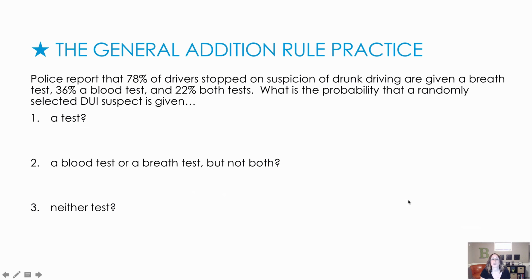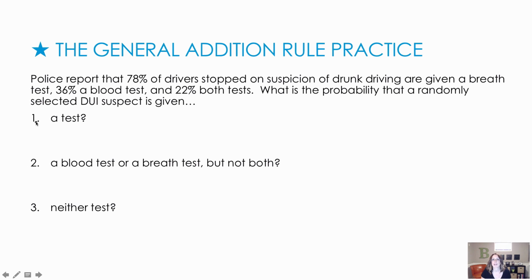Here's a question for you to try on your own using the general addition rule. So press pause, try all of the parts, then press play to check your work. For this practice, I chose to do it without making a Venn diagram so that you could see just mathematically how you could reason through it without drawing the picture. So first, we know that 78% of drivers stopped on suspicion of drunk driving are given a breath test, 36% a blood test, and 22% both.